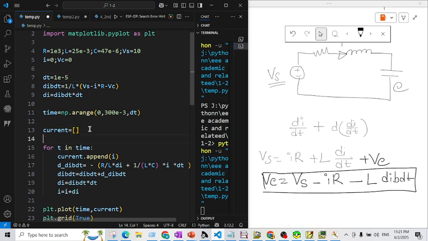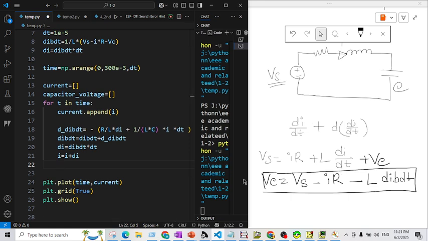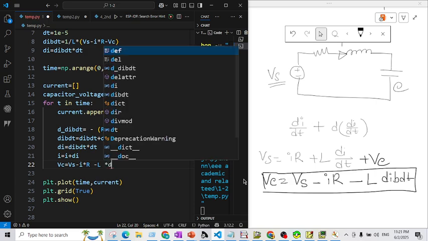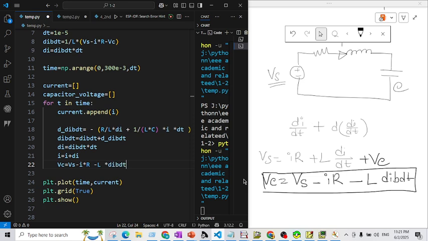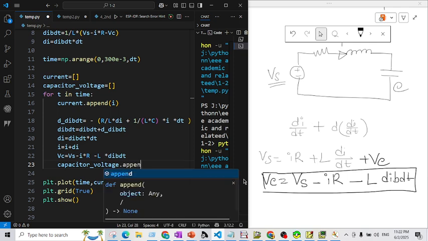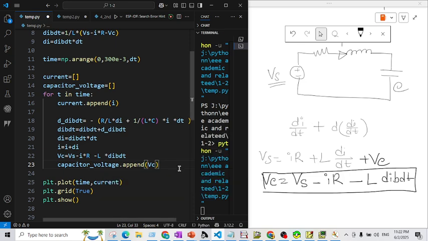So let's make a capacitor voltage list, which is empty, and then let's make this equation. Vc is equal to Vs minus I into R minus L di by dt. Then simply write capacitor voltage dot append Vc. Okay, so let's see what happens. Let's start.